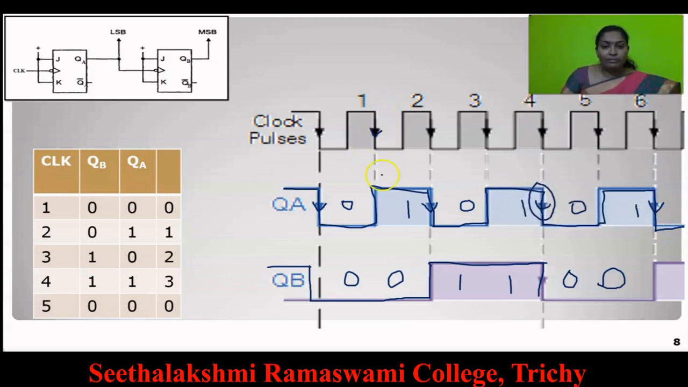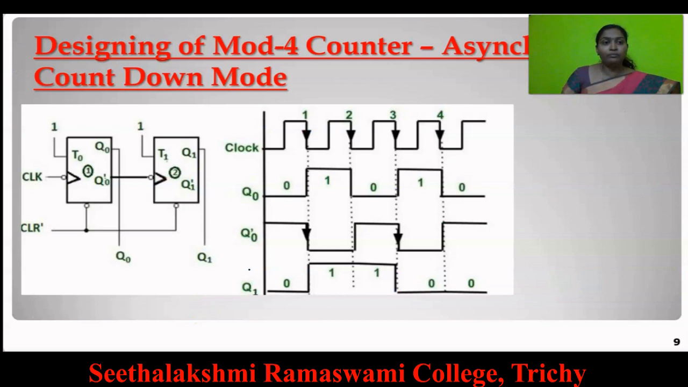For the first flip-flop, see here, this is the first clock pulse. So it is 0, 0. And for the second clock pulse, it is 1, 0. And the third clock pulse, 0 and 1. And for the 4th clock pulse, it is 1 and 1. And when it comes to the 5th clock pulse, see here, 0 and 0. So the corresponding decimal numbers are 0, 1, 2, 3. So for the 5th clock pulse, automatically it starts counting from 0 again.